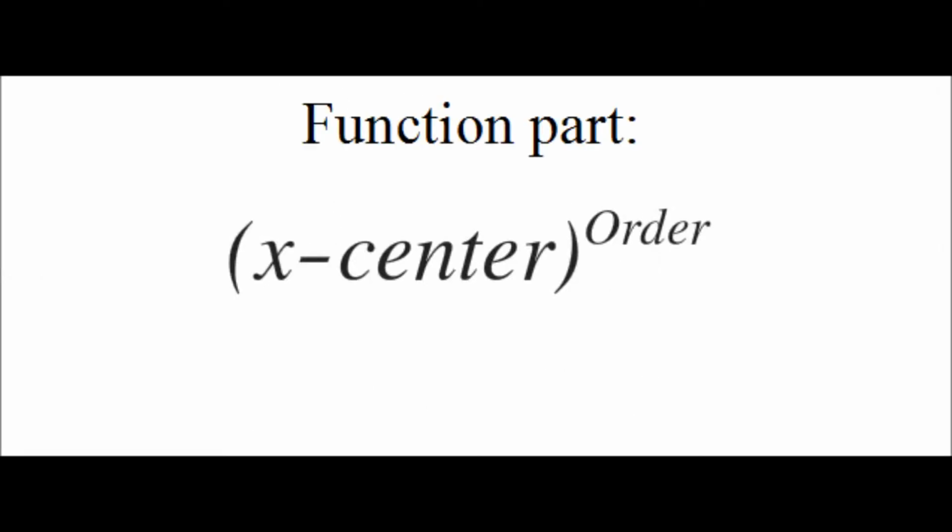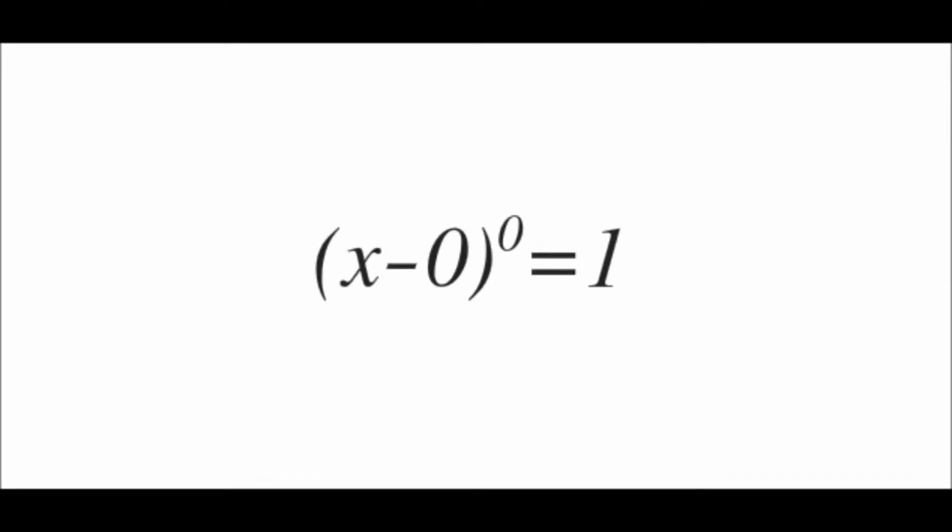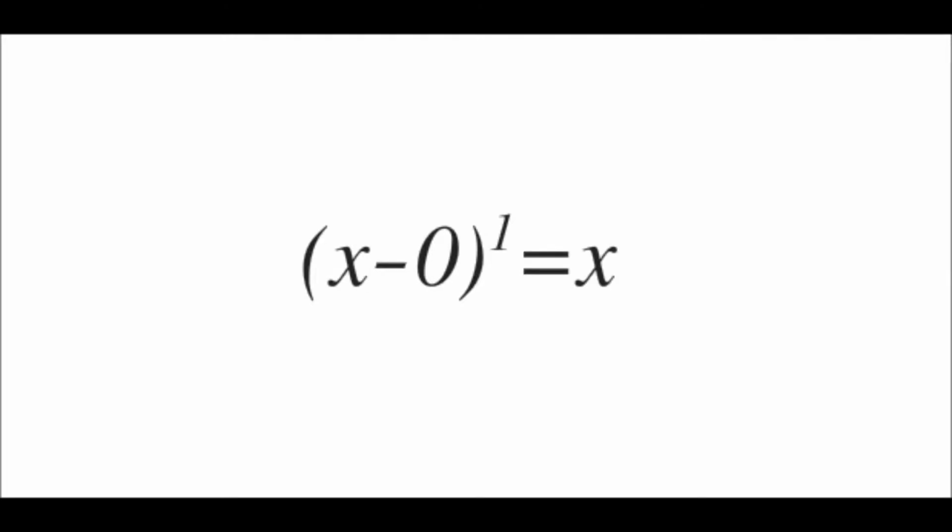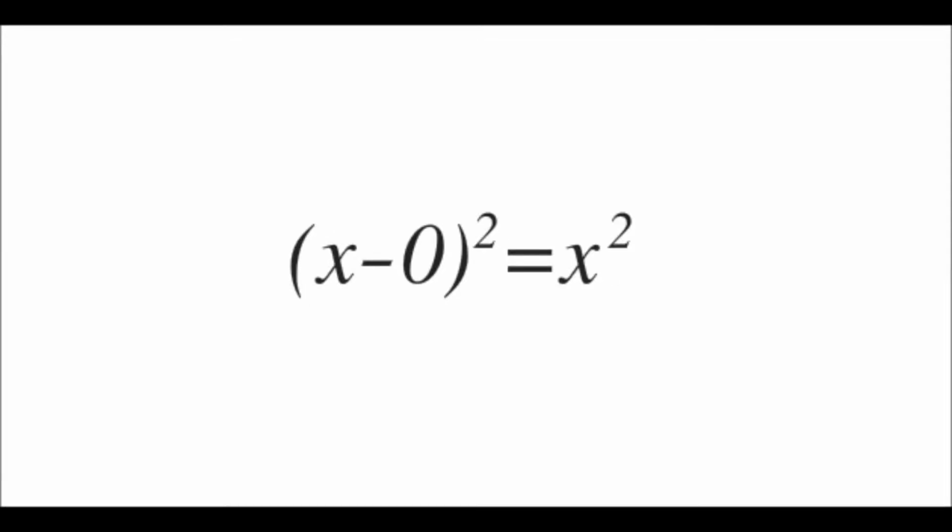Now we need 3 function parts for e to the x. Taylor function parts are in the form x minus center raised to the order. The first function part is x minus 0 raised to the 0, which simplifies to 1. The second function part is x minus 0 raised to the first, which simplifies to x. The third function part is x minus 0 squared, which simplifies to x squared.